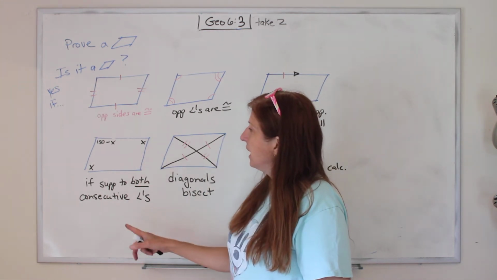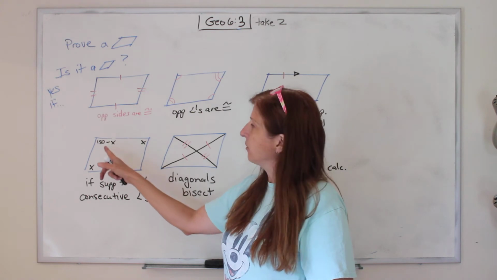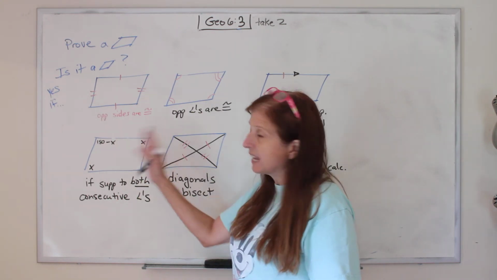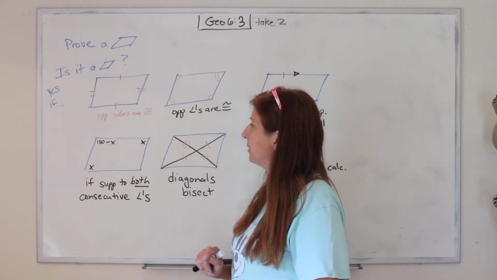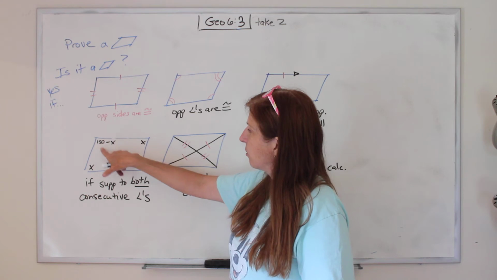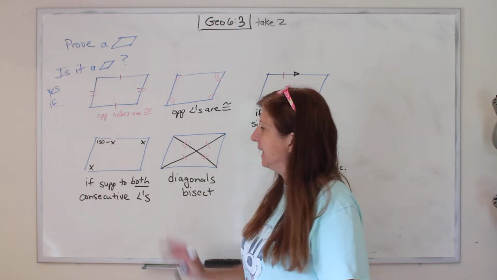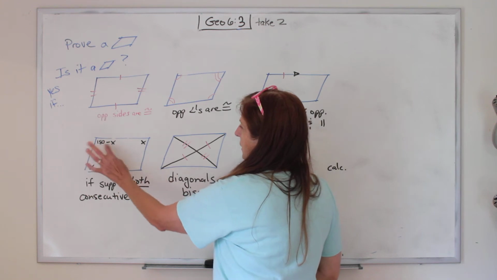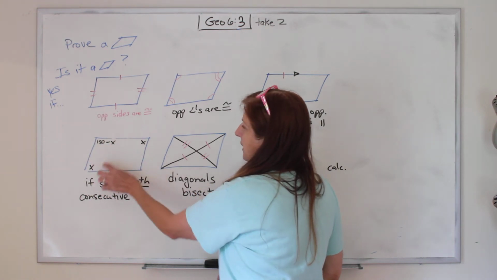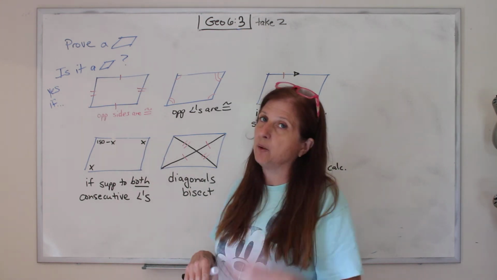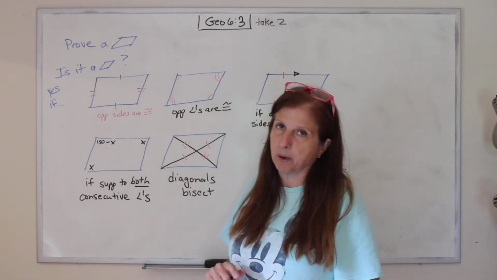Here's our next one. Remember, if it's a parallelogram, consecutive angles are supplementary, which means if you had this and this, or this and this, it would be 180. And that's sort of what that means. So like, if these are x, that's 180 minus x, because remember, these two are the same. So if you have 2 in a row that add up to 180, check, it's a parallelogram.